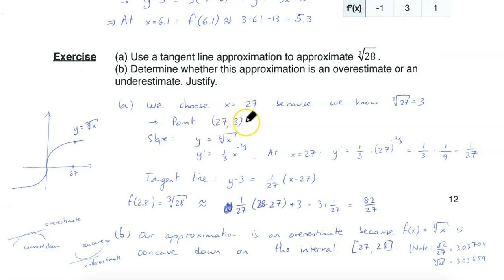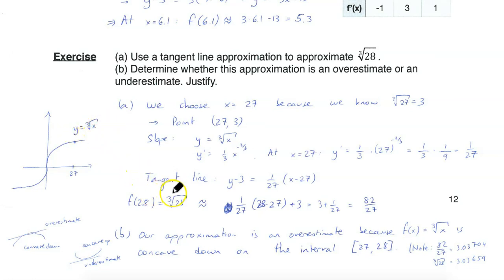So I have a point, (27, 3), and then I need to find the slope at that point, so I take the derivative of y equals cube root x, and I plug in 27, which tells me the slope of the tangent line is 1 over 27. Therefore, my tangent line is y minus 3 equals the slope, as always, times x minus 27. Now I can plug in 28 in my tangent line, which is a lot easier than trying to plug in x equals 28 in this function, right?